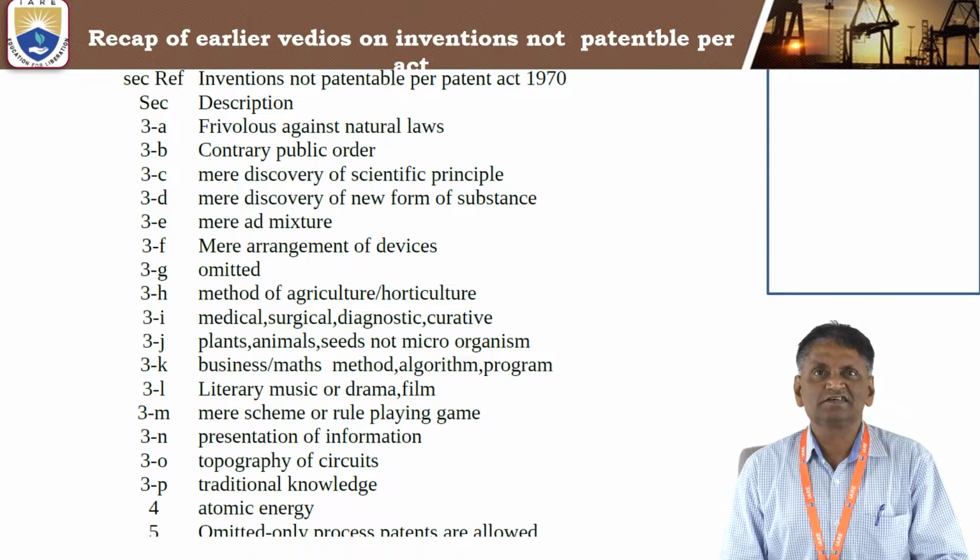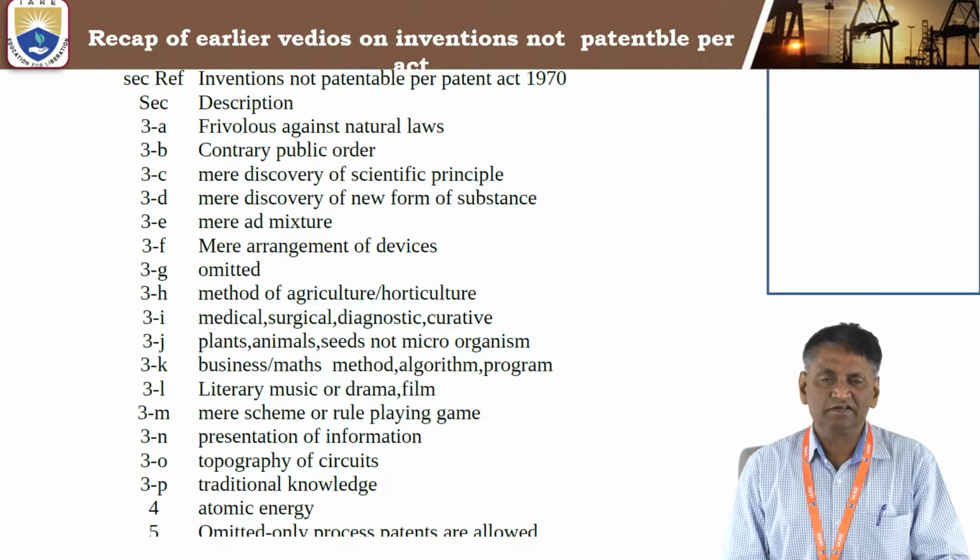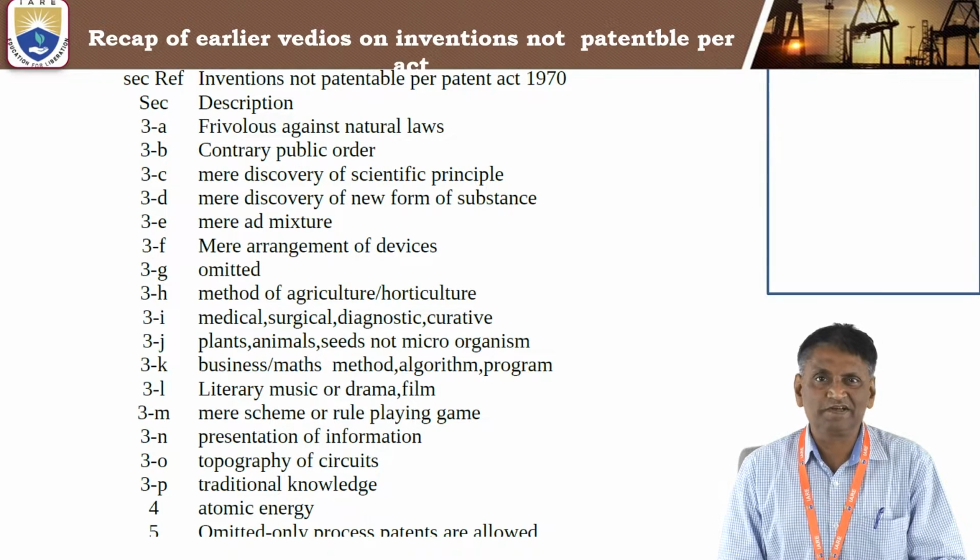See, these are the sections under which the Patent Act debars patenting. For example, section 3A says if it is a frivolous invention or something against established natural laws, a patent will not be granted. Similarly, if any invention leads to public disorder, like if somebody comes up with an invention to print fake currency, the patent will obviously not be granted, because it is against public morale.